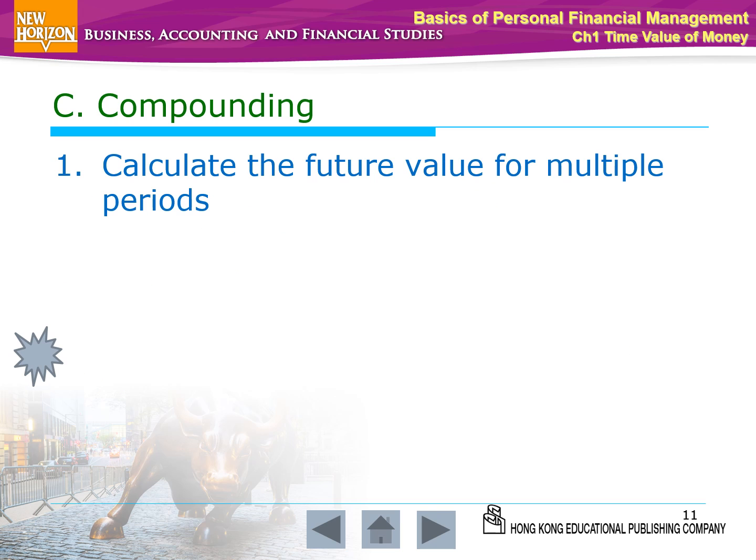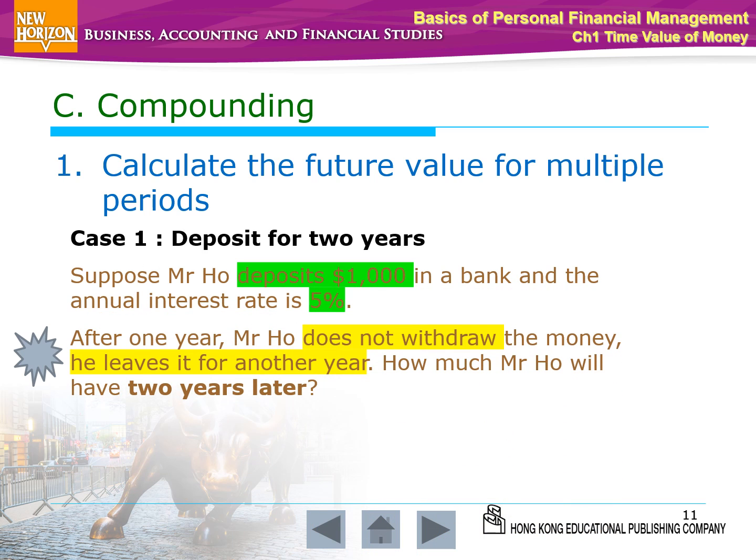Okay, let us look at an example. Calculate the future value for multiple periods. Case 1, deposit for 2 years. We mean multiple periods. 2 years is an example of multiple periods. Okay, Mr. Ho deposits $1,000 in a bank and the annual interest rate is 5%. After 1 year, you see this bomb. This bomb means it's very important for you to know it. The concept is very important for you to know about compounding. Okay, Mr. Ho does not withdraw the money.